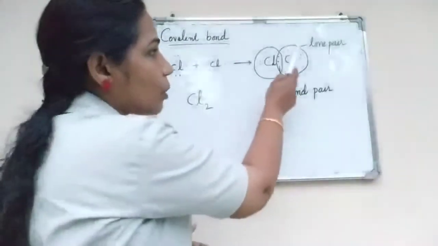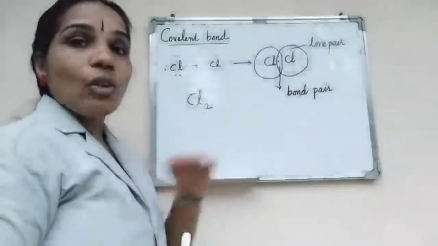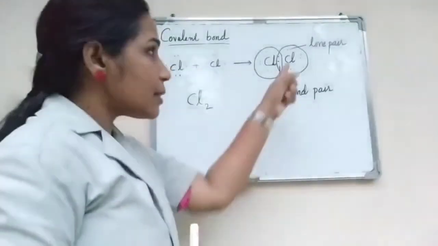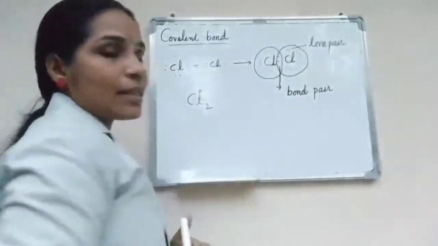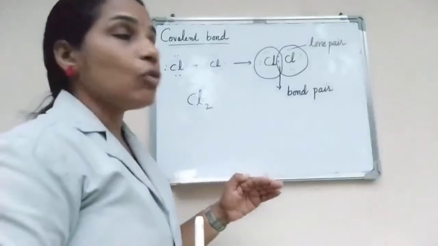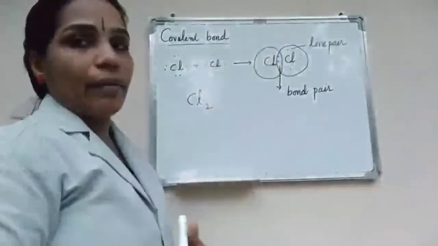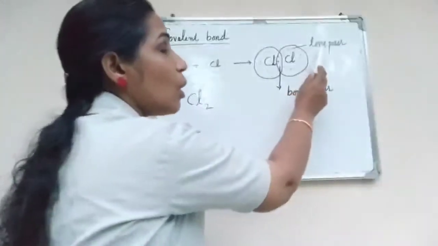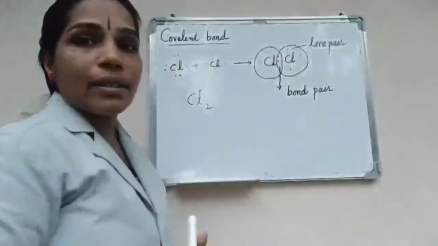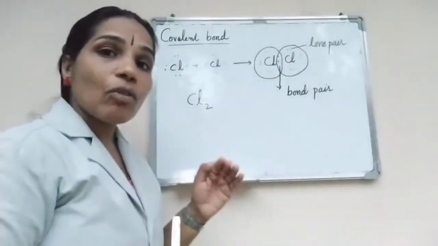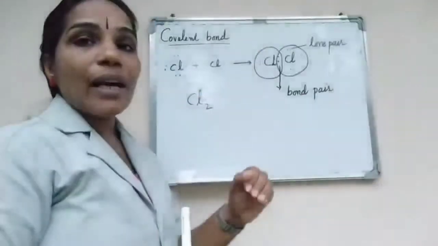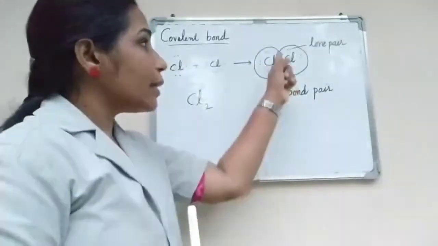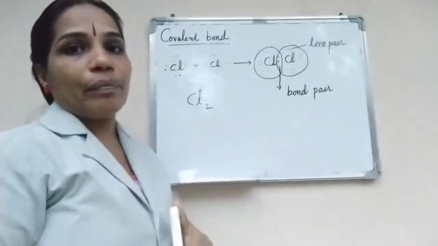And there are electron pairs which are not involved in the bond formation, isn't it? These valence electrons which are not involved in bond formation are known as lone pair of electrons. What are lone pair of electrons? The valence electrons that are not involved in bond formation.